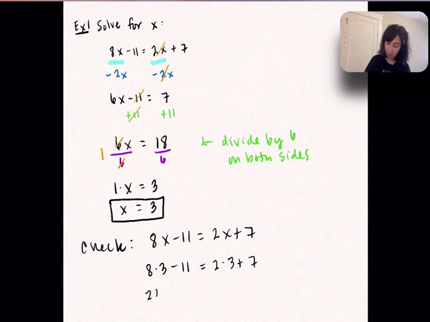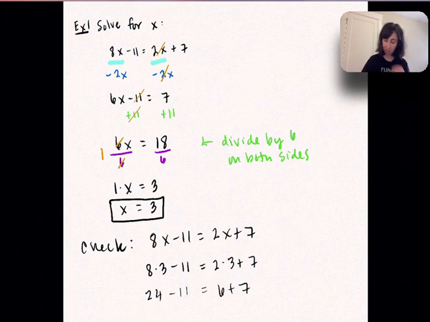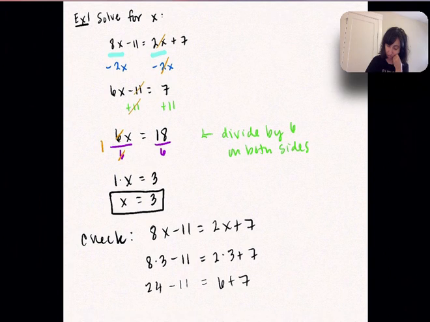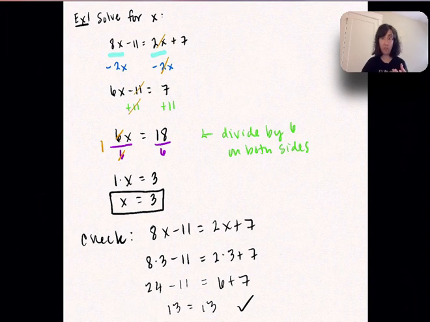So 8 times 3 is 24 minus 11. Is that equal to 6 plus 7? So let's see, 24 minus 11 is 13. And 6 plus 7 is also 13. So that means that our answer is in fact correct.